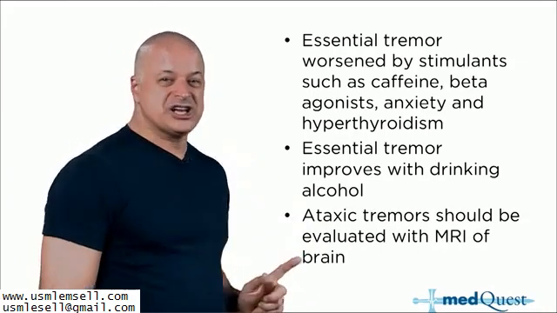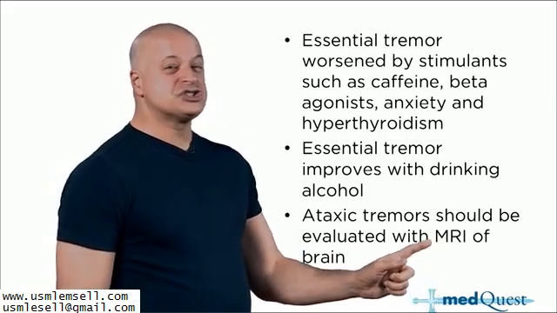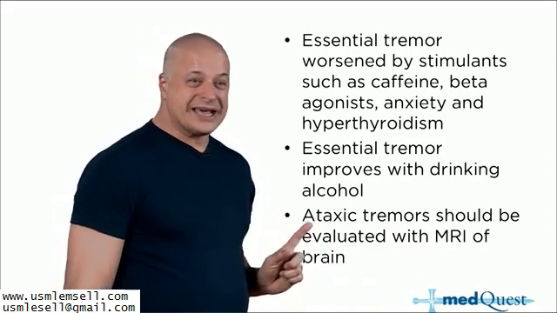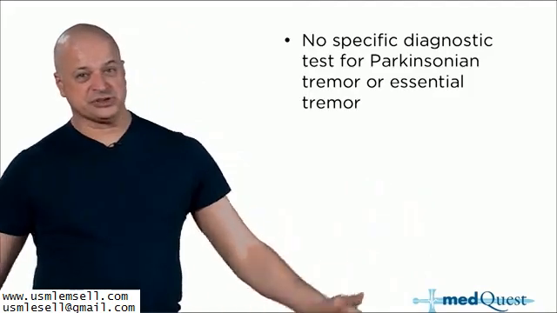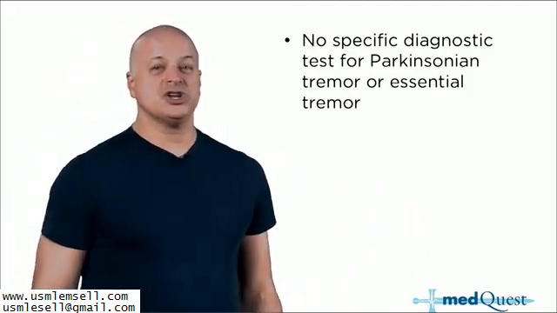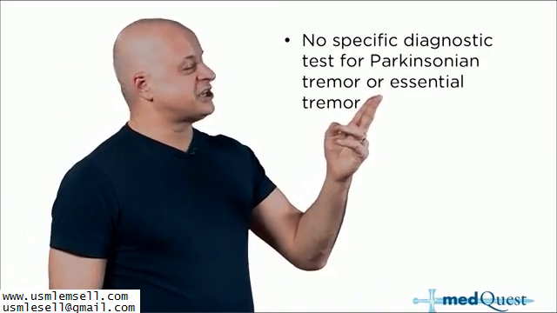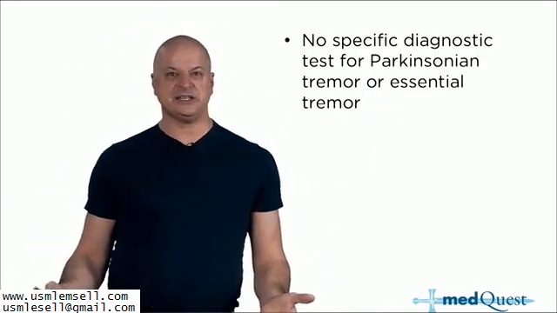And ataxia, you get an MRI, but there's nothing you can actually do about it if it's a stroke of the brainstem or cerebellum. You diagnose it, but there's nothing you can do about it. All you can do is be sure it's not something else. Because there's no specific test for Parkinson's, and no specific test for essential tremor. Parkinson's disease does not have a test. Isn't that the most amazing thing? I think so.